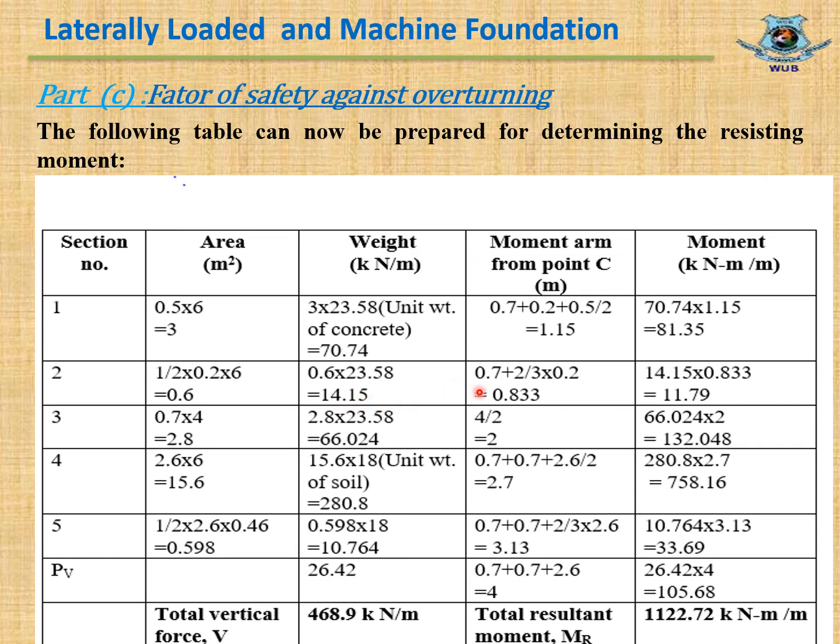Moment arm from point C equal to 0.7 plus 2 by 3 of base equal to 0.7 plus 2 by 3 into 0.2 equal to 0.833 meter. Now moment equal to moment arm into load or weight. Here moment arm equal to 0.833 meter. Weight equal to 14.15 kilonewton per meter. So moment stands 11.79 kilonewton meter per meter.